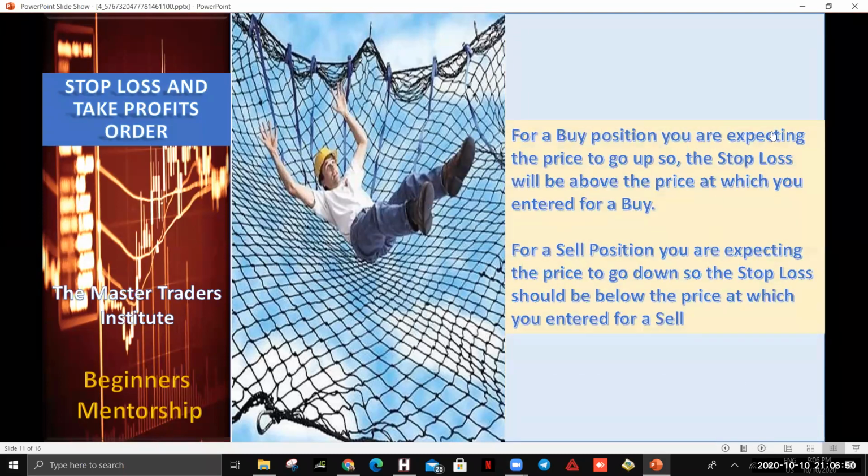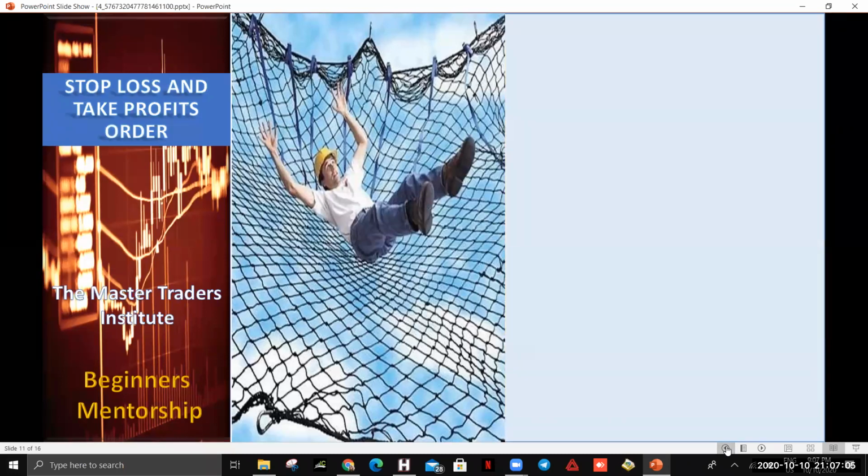For a buy position, you're expecting price to go up. So the stop loss will be below the price at which you entered for a buy. For a sell position, you're expecting price to go down. Let me use the example. Just 1 minute. I want to use the previous picture to explain to you what that means.